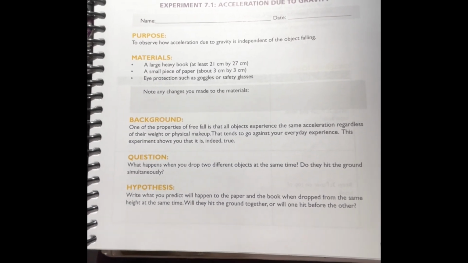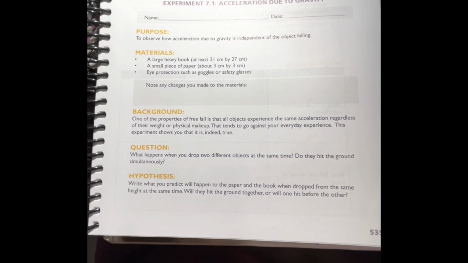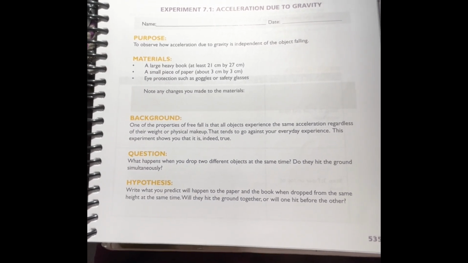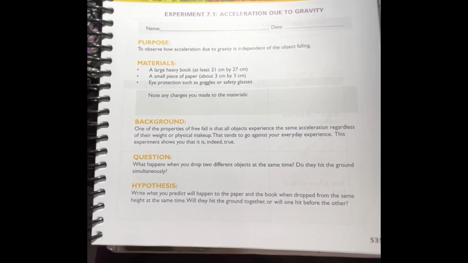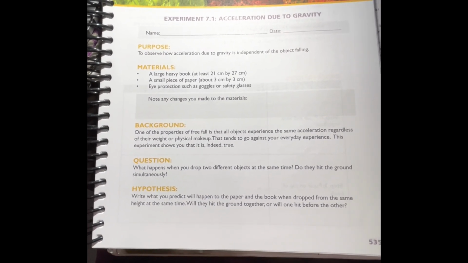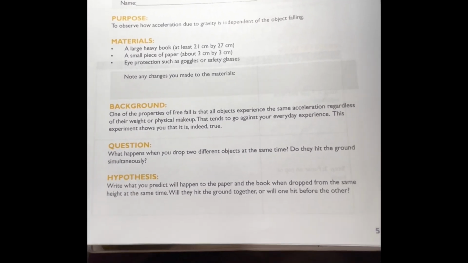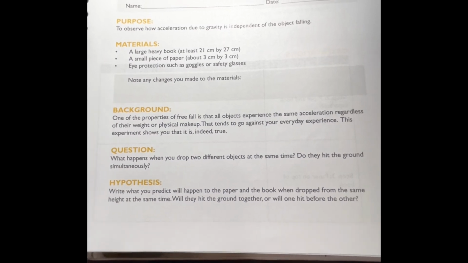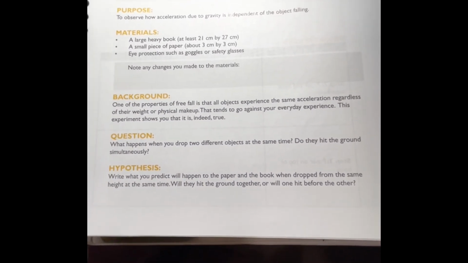Okay, background. One of the properties of free fall is that all objects experience the same acceleration regardless of their weight or physical makeup. That tends to go against your everyday experience. This experiment shows you that it is indeed true. The question that this experiment is going to answer is, what happens when you drop two different objects at the same time? Do they hit the ground simultaneously?